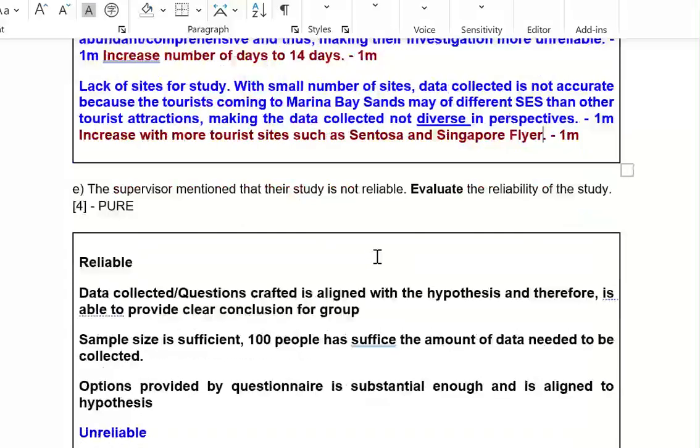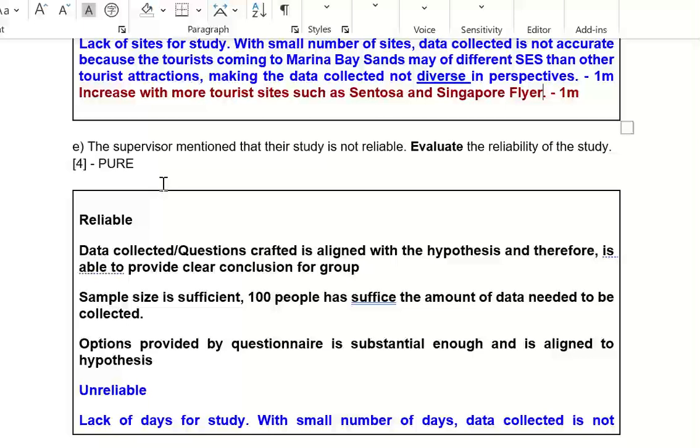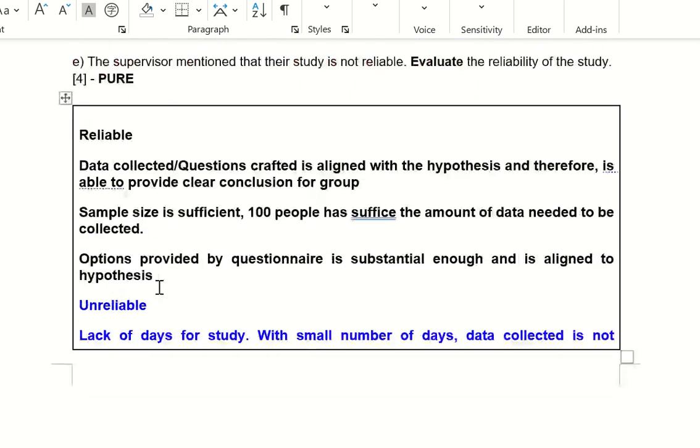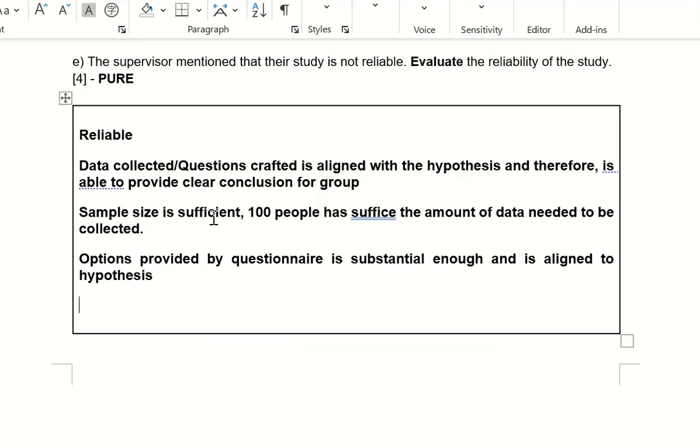Now, for the pure question, for the elective, please ignore this part. For the pure, you're supposed to evaluate the reliability of the study. So when you evaluate, make sure you always have two sides. Okay, so one is reliable. When I talk about reliable, make sure you are talking about how the data collected is aligned with the hypothesis. So the questions being conducted are aligned to the hypothesis, therefore making a very clear conclusion for the group.